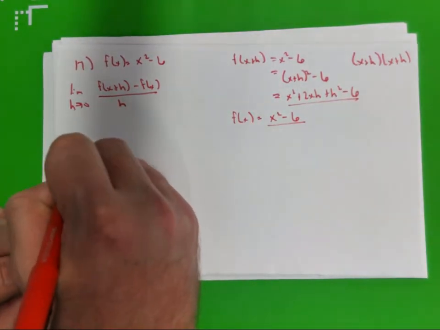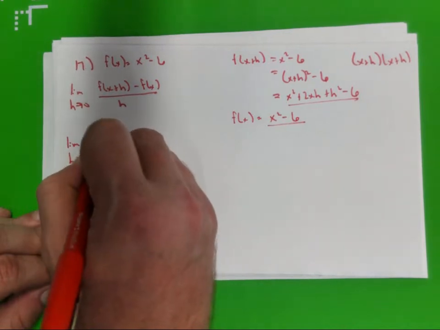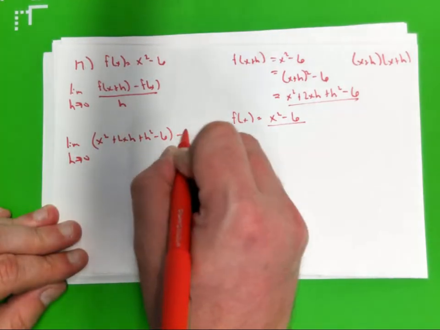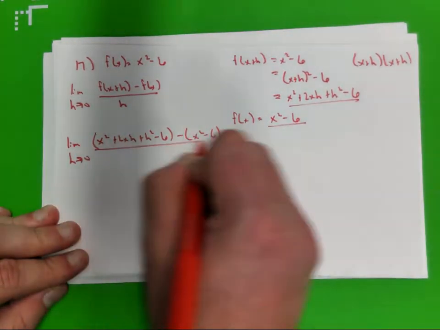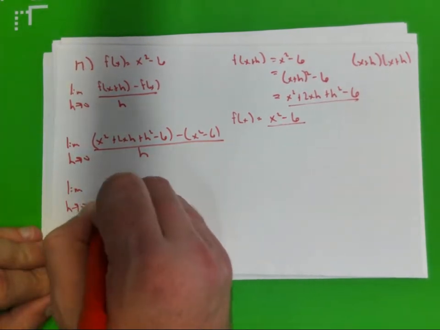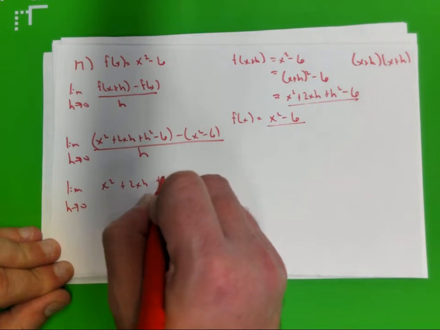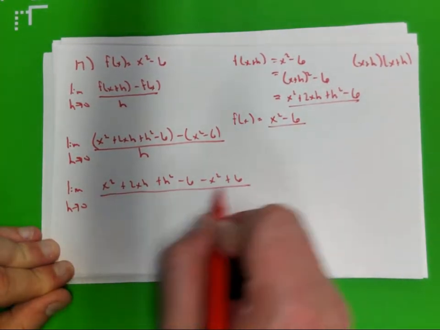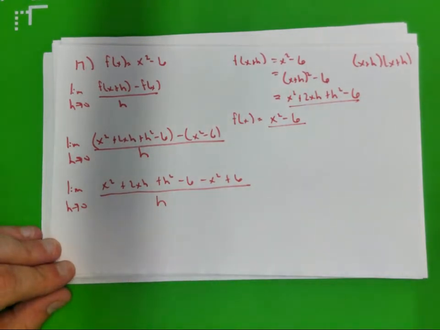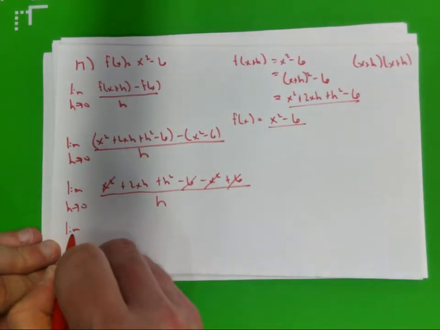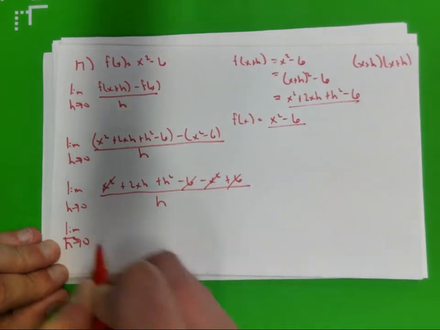Now I'm going to take this and plug it back in the formula. The limit as h approaches 0 of x squared plus 2xh plus h squared minus 6 minus x squared minus 6, all over h. The limit as h approaches 0 of x squared plus 2xh plus h squared minus 6, it changes sign, minus x squared plus 6, all over h. Remember, everything that doesn't have an h should cancel out. Boom, boom, boom. The limit as h approaches 0.